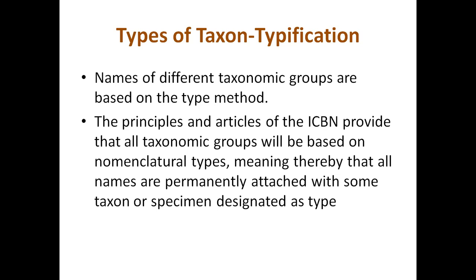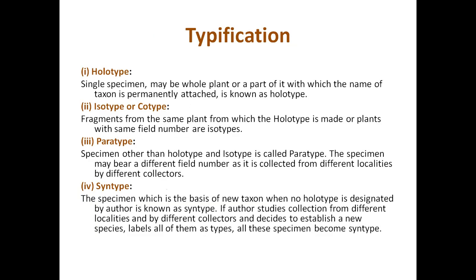So now we see what are the different types. So this is also typification. Holotype. What is the holotype? The single specimen, may be a whole plant or a part of it, with which the name of the taxon is permanently attached is known as holotype. So this holotype is the herbarium specimen specified by the author during the publication, who publishes that name in the beginning. So this is the original specimen specified by the author, that is called as holotype.